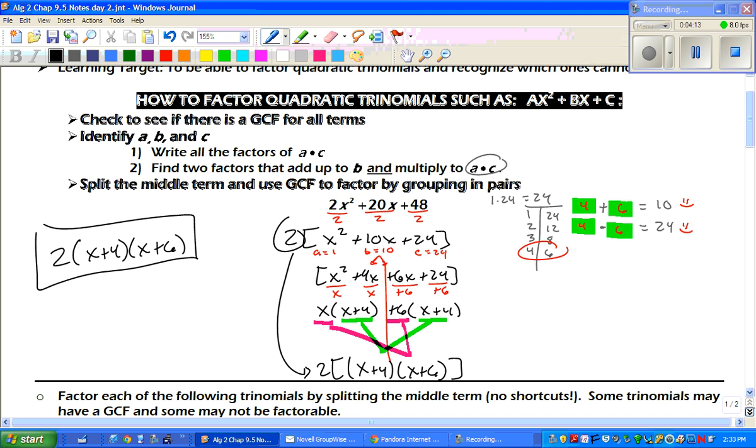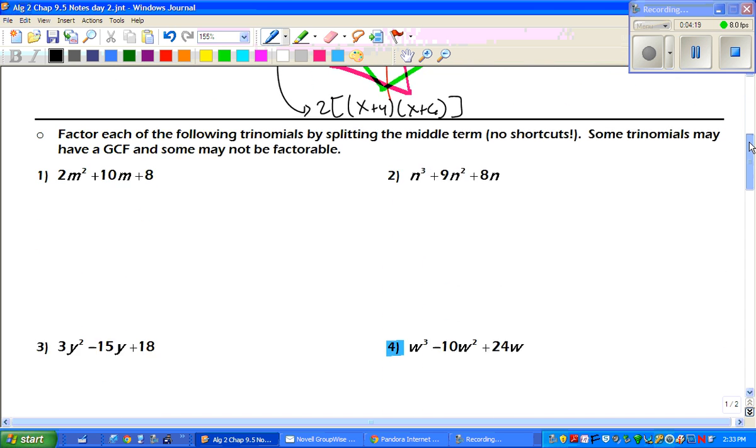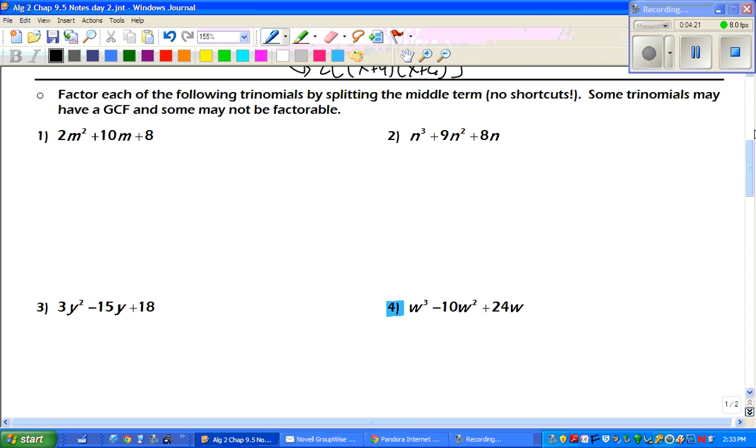and we factor something out, and then we're doing the same thing as we learned about the other day. Okay? So let's go through some examples. The directions tell us to factor each of the following trinomials by splitting the middle term. No shortcuts. Some trinomials may have a GCF and some may not be factorable, which happens.